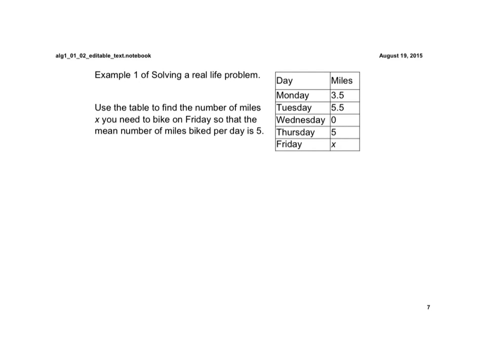So now we're solving a problem using an equation. It says use the table to find the number of miles x you need to bike on Friday so that the mean number of miles biked per day is 5. Now first of all, remember mean is like average. So we have to find the average.